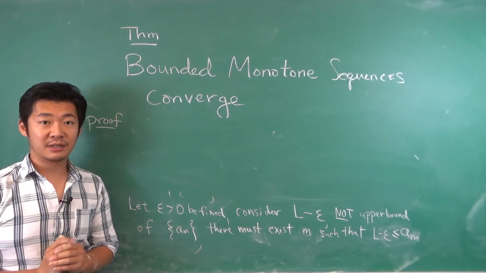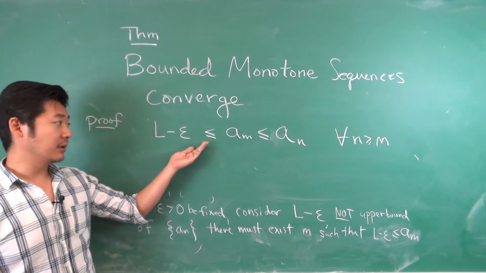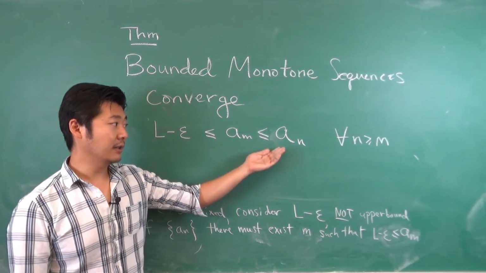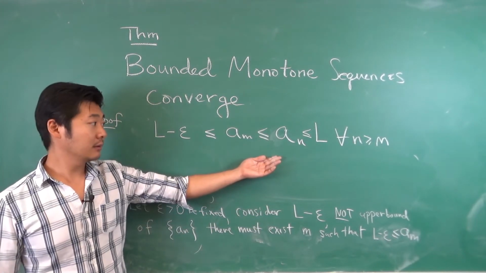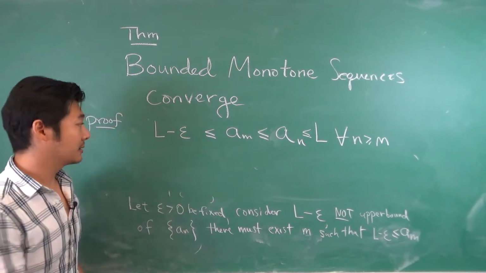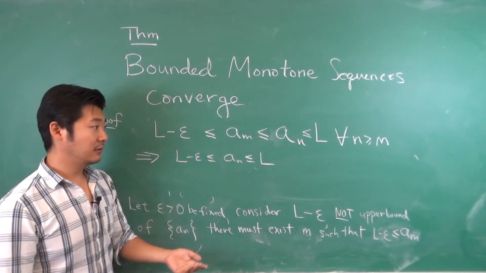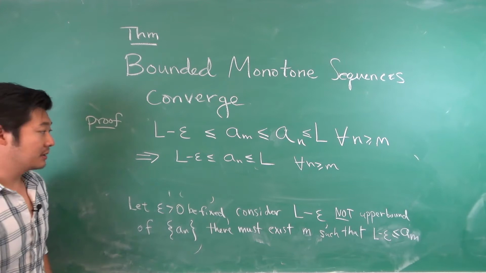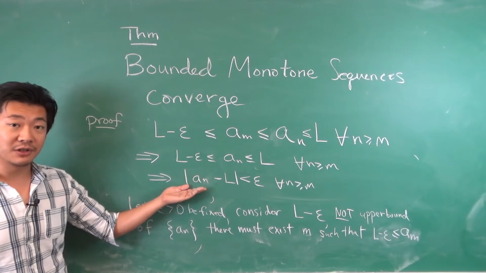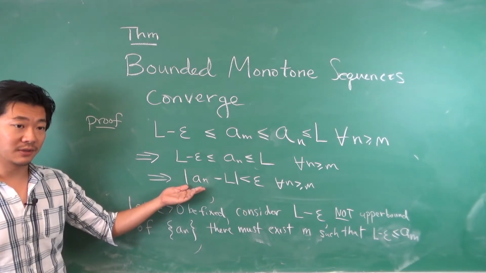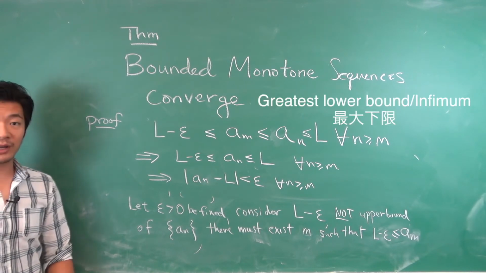But remember, the sequence is monotonically increasing, so we have that L minus epsilon is less than or equal to a_m, which is less than or equal to a_n for n greater than m, but then L is an upper bound for a_n, so we were able to establish that L minus epsilon is less than or equal to a_n, which is less than or equal to L for all n greater than m, which is |a_n minus L| is less than epsilon for all n greater than m. So this satisfies the definition of a convergent sequence. The case for decreasing is similar, except you will consider the greatest lower bound.